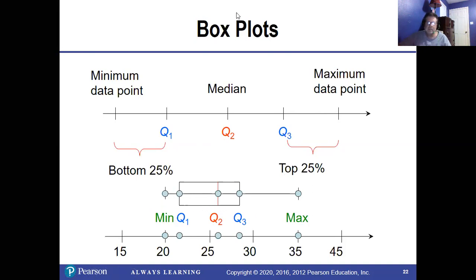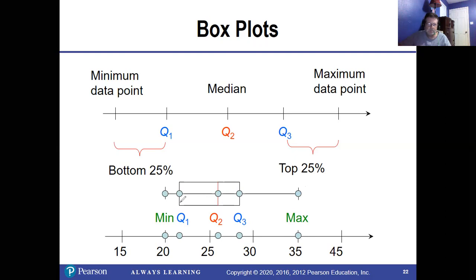Okay, so in this box plot, you'll have a line. The far right side is the highest number in the data. The lowest number is on the far left side. Then you mark a dot where the first quartile is, where the second quartile is, and the third quartile.